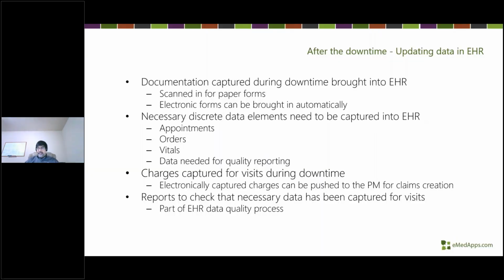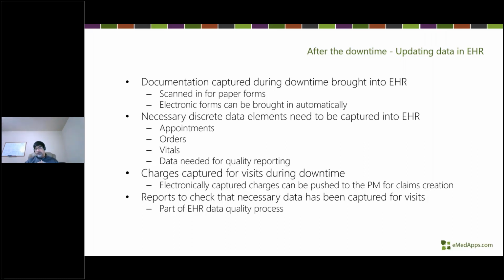Updating my data back in the EHR. This is a step that no one likes to do. Once your EHR is back online, you're seeing patients that are on the schedule again, and now I've got this documentation that's sitting that needs to be done. So you want to make this as painless for your team as possible when the EHR is back online again.